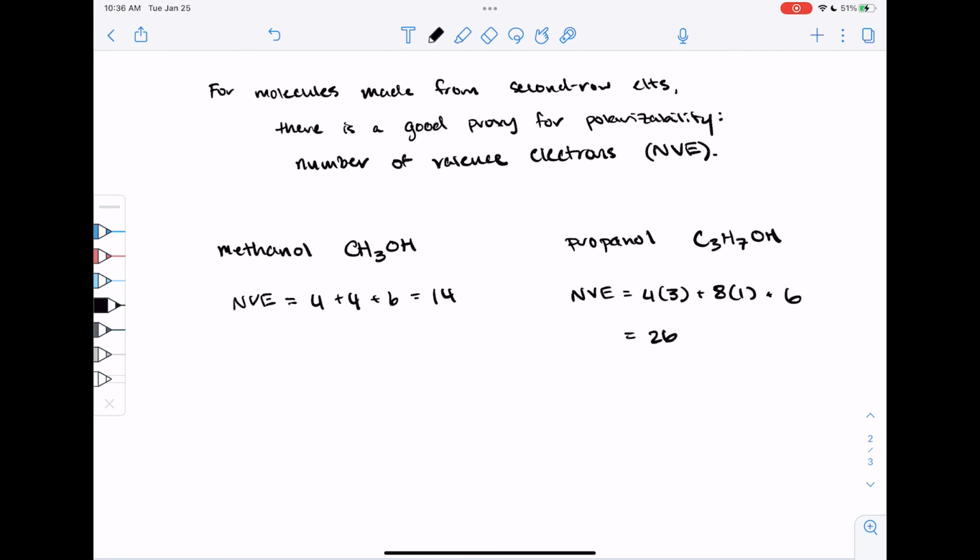And because these molecules consist mostly of second row elements, and in fact they are entirely second row or below elements, if we compare their actual polarizabilities based on this table from NIST, we see that propanol has an alpha prime of 6.67, and methanol has an alpha prime of 3.210. And we can see that as the number of valence electrons almost doubles, so does the polarizability.